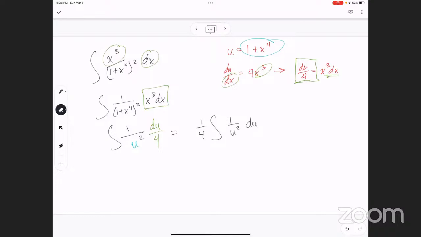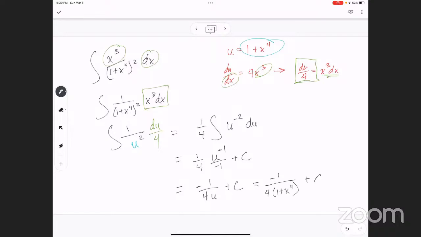Or you could actually write it like this, u to the negative 2. And what's the integral of u to the negative 2? U to the negative 1 divided by negative 1. Which equals negative 1/4, or negative 1 over 4u, we'll say, plus c. Got it? Which equals negative 1 over 4 times 1 plus x to the 4th, plus c.